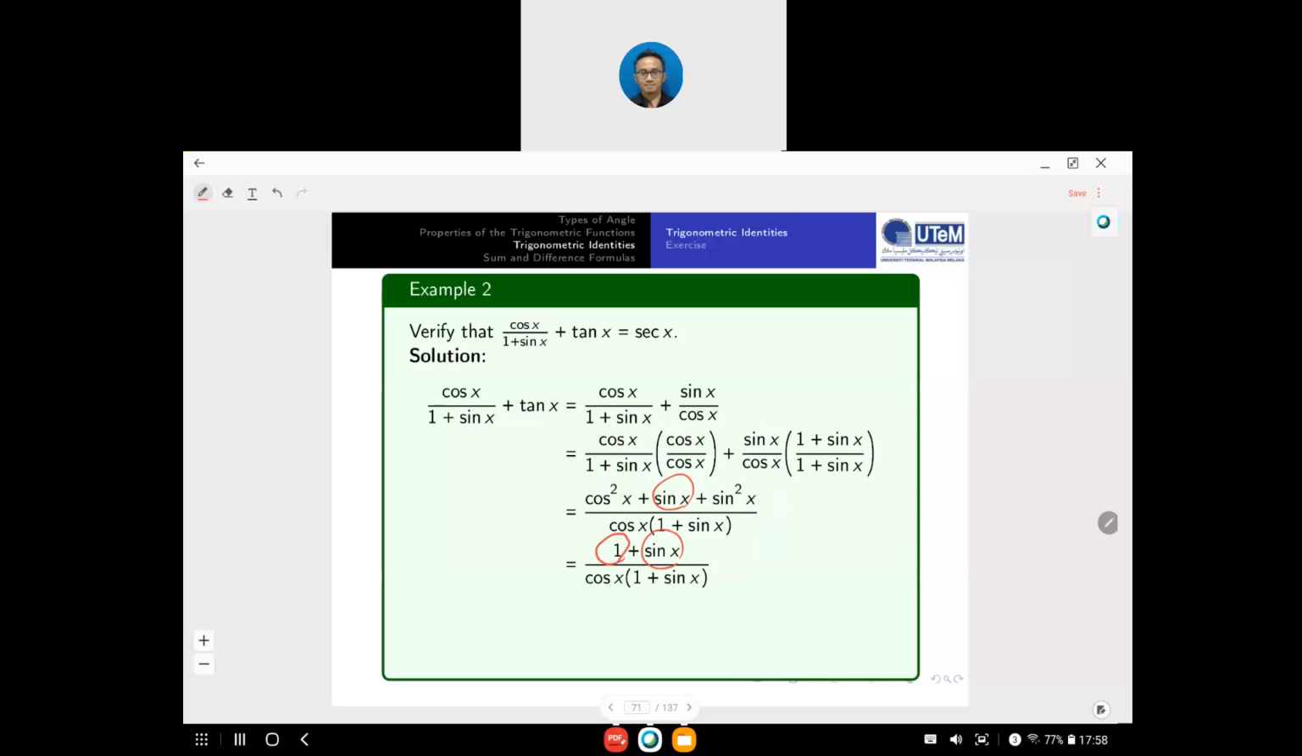At the top there is 1 plus sin x, at the bottom there is 1 plus sin x. So you can simplify this one. So it becomes 1 over cos x. We know that 1 over cos x equal to secant. So proven.